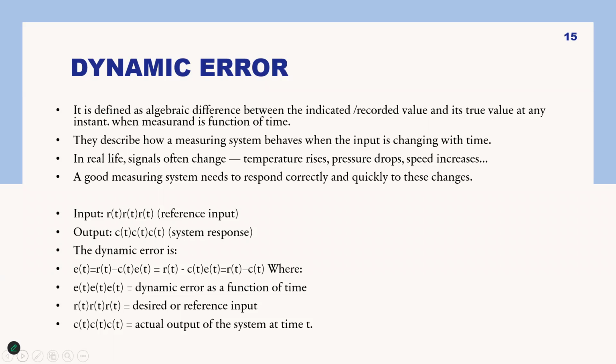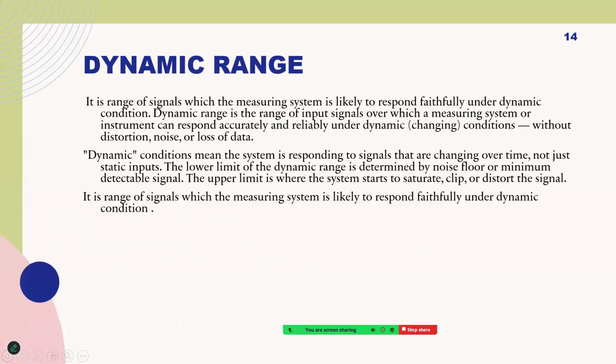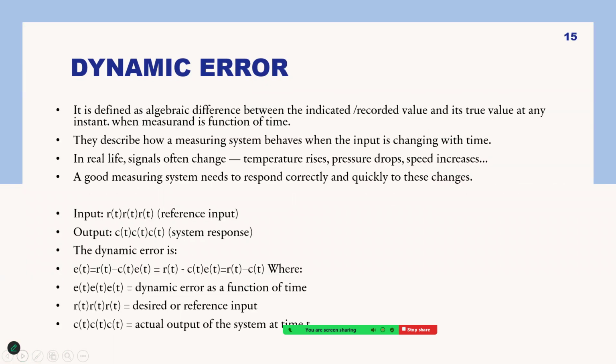So, in today's lecture, we have seen the dynamic characteristics of the system, where we have seen speed of response, rise time, peak time, settling time, dynamic range, dynamic error, measurement lag, etc. And in the next lecture, we are going to see errors of the system: gross errors, random errors, instrumental errors, etc.